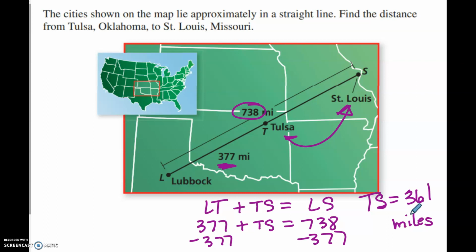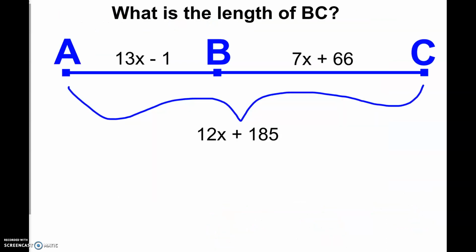All right, the last problem that we have for today's notes is going to be something like this, where we have a segment A, B, and C, and we want to know what the length of BC is. Well, with the segment addition property, we know that AB plus BC must be equal to AC. And just like I did in the last problem, we can substitute equal values in place. Now, it might not just be numbers here, but we can substitute values. So we know AB is 13x minus 1. And we know that BC is 7x plus 66.